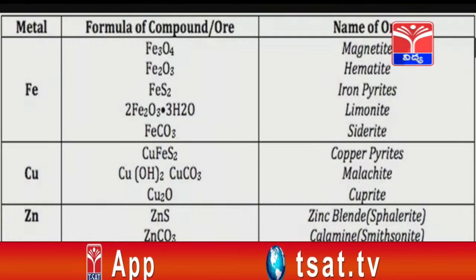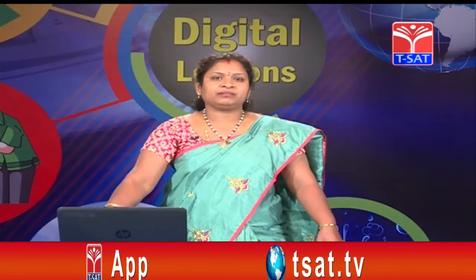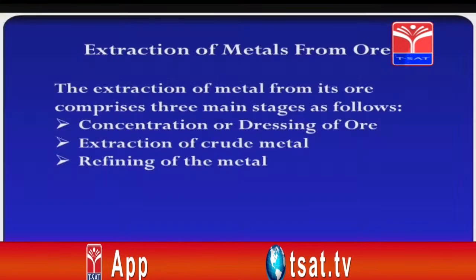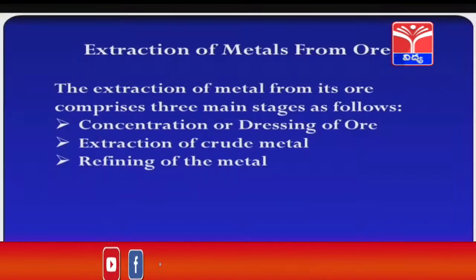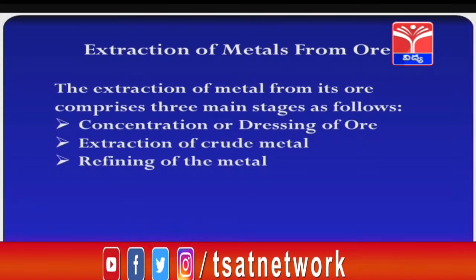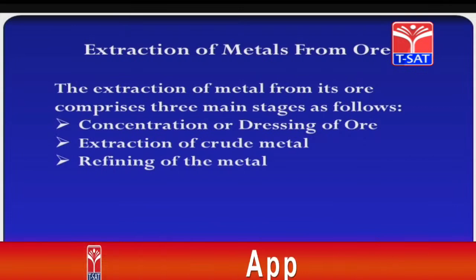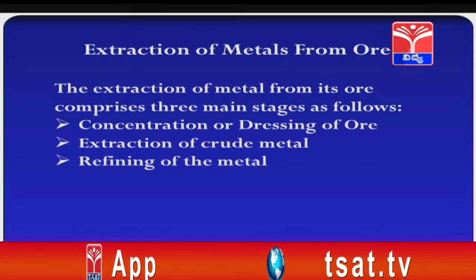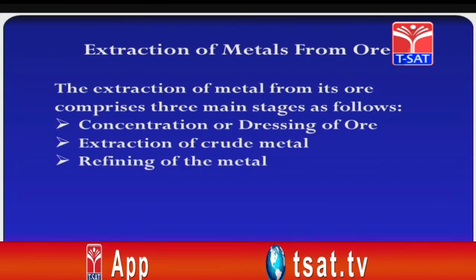So, these are the different ores of metals from which you can extract metals profitably. So, extraction of metals mainly has 3 stages to be followed, children. The first stage is concentration or dressing of ore, the second stage is extraction of crude metal, and the third stage is refining of metal.